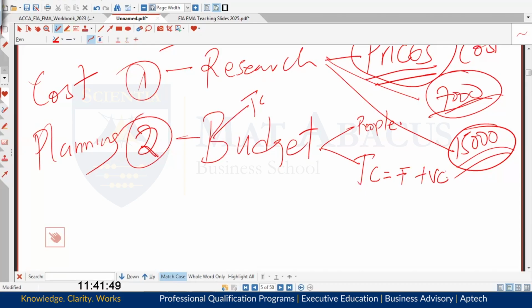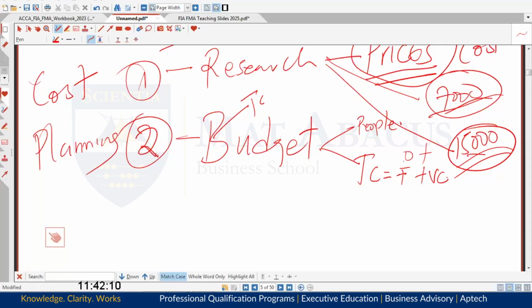In case of home, 0. Then plus 7,000 times the number of people who are coming. Or if it's at a restaurant, I think the restaurant's fixed cost is 0, plus 15,000 times the number of people coming. So now you come up with a budget.